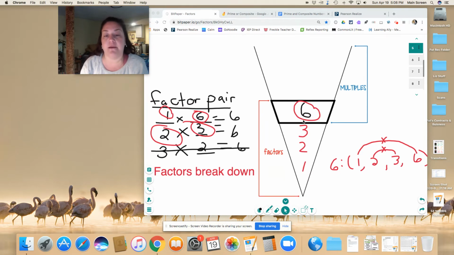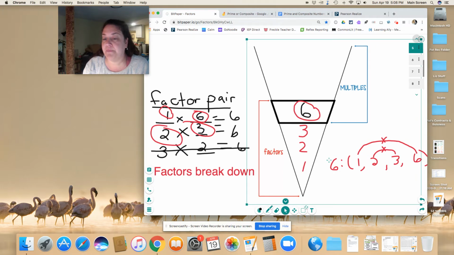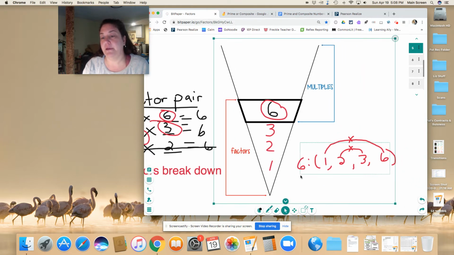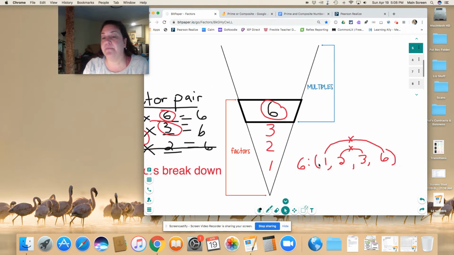We're going to focus on how many factor pairs each number has. If we're looking at 6, 6 has 2 factor pairs. It is 1 times 6 and it has 2 times 3. Those are its factor pairs. When we list the factors in an organized list, it looks like this over here, where we have 6, and then 1, 2, 3, and 6. Those are all the factors of 6.